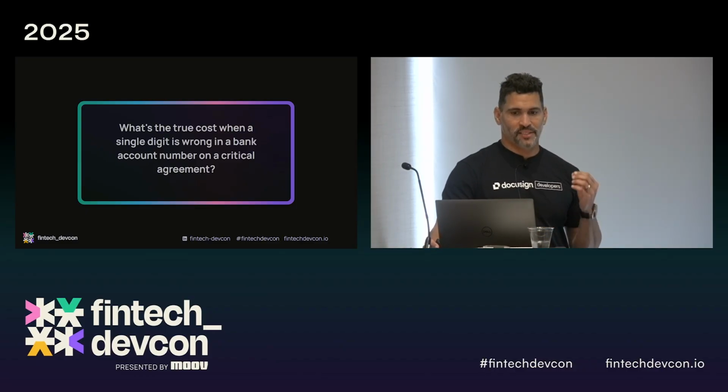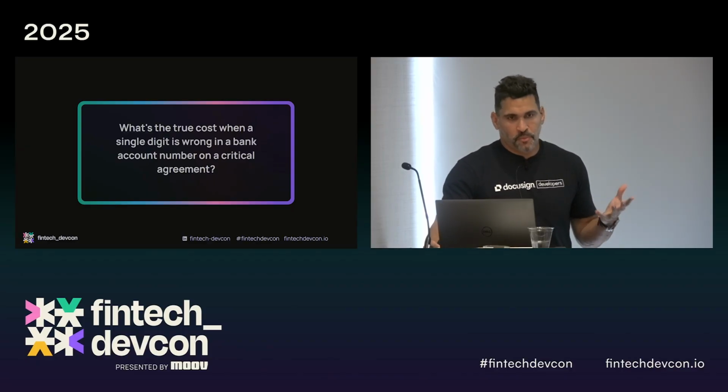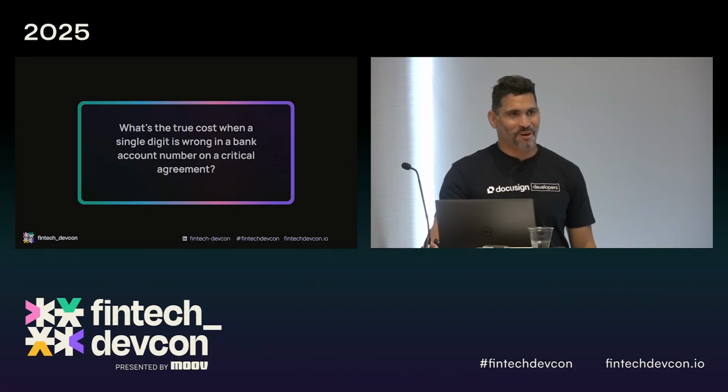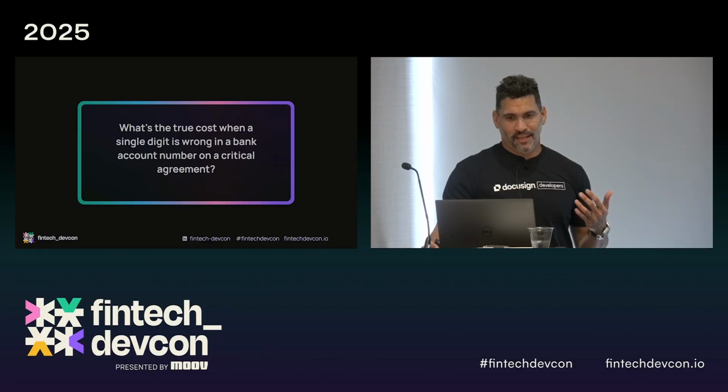Okay, so first, before we get started: what's the cost when a single digit is wrong in a bank account number or on a critical agreement? At first glance, it sounds very small, right? It's just a character, our classic off-by-one problem in engineering. But is it really that small? It's a tiny typo, but the moment the check engine light comes on in your workflow, everything downstream can start sputtering.